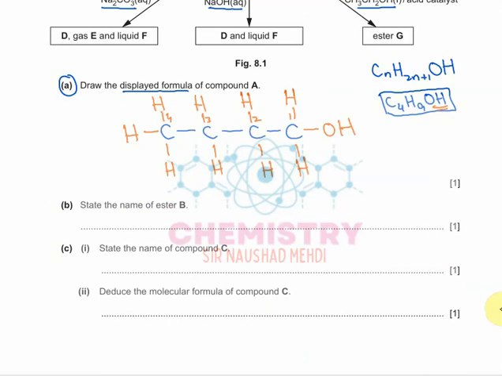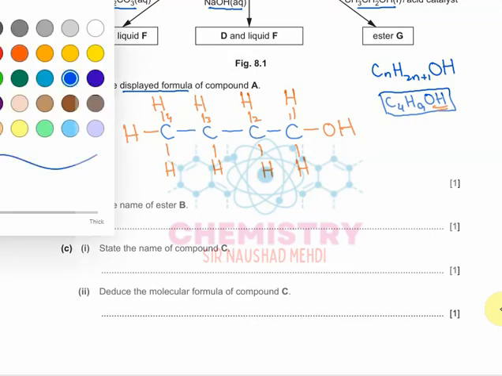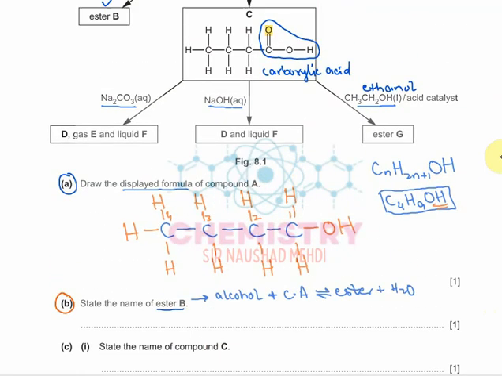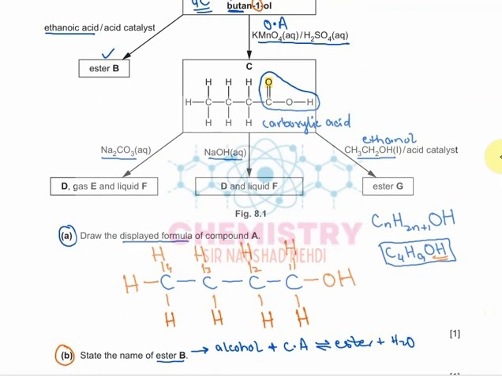Now coming to the next question, in part B it is saying, state the name of an ester B. Whenever we talk about ester formation, you might know that esters are formed when you react an alcohol with a carboxylic acid. The product which is formed is your ester, along with the formation of a water molecule. So they are asking you to name an ester which is formed, which is your ester B.